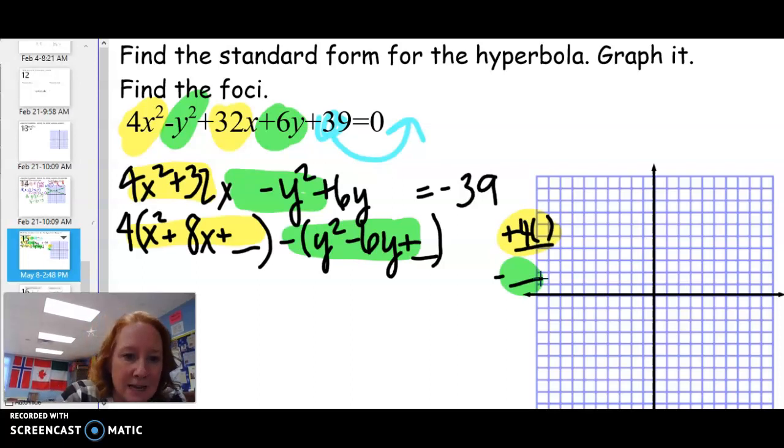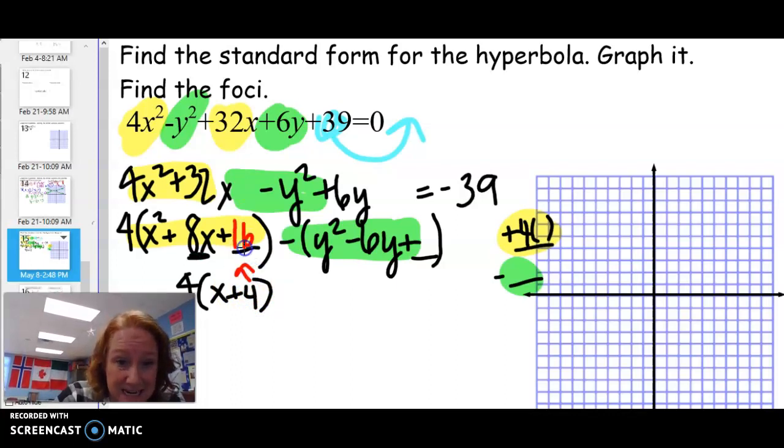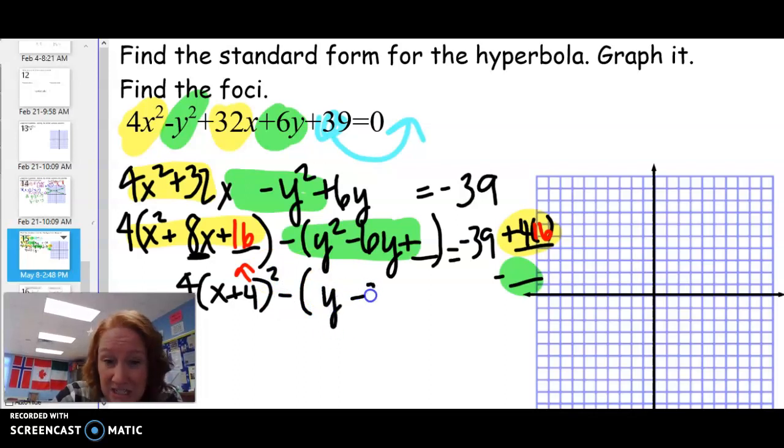All right, so now I come down here, 4 times x, and I take half of that 8, so plus 4. Well, that 4 then squared goes in as 16. Ooh, that's going to be a big number. And don't forget about the negative 39. All right, minus, squared, y minus 3, because 3 was half of that. And so then that goes in there as a 9, so minus 9.